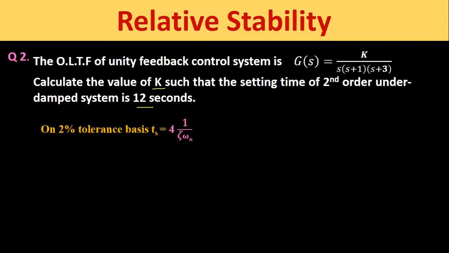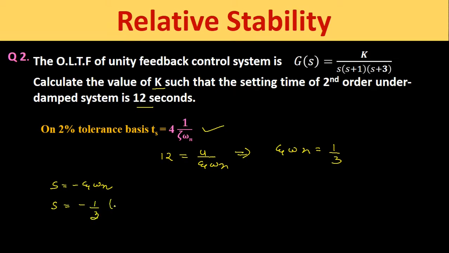We know that on 2% tolerance basis, the settling time of a second order control system is given by 4 upon zeta omega n. And here the settling time is given as 12 seconds. Therefore, 12 will be equal to 4 upon zeta omega n. So from this equation, we will get zeta omega n is equal to 1 by 3. We know that the real part of the roots of the characteristic equation, s, is equal to minus zeta omega n. So when we put the value of zeta omega n here, we will get s is equal to minus 1 by 3. So this is the real part of the roots of the characteristic equation.